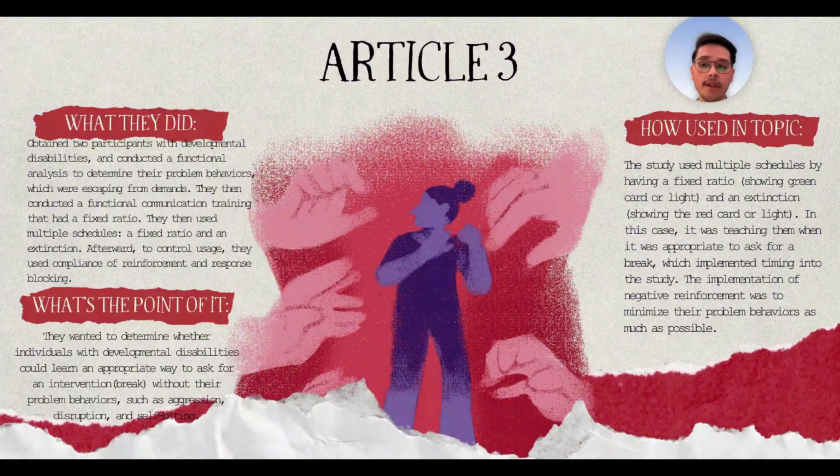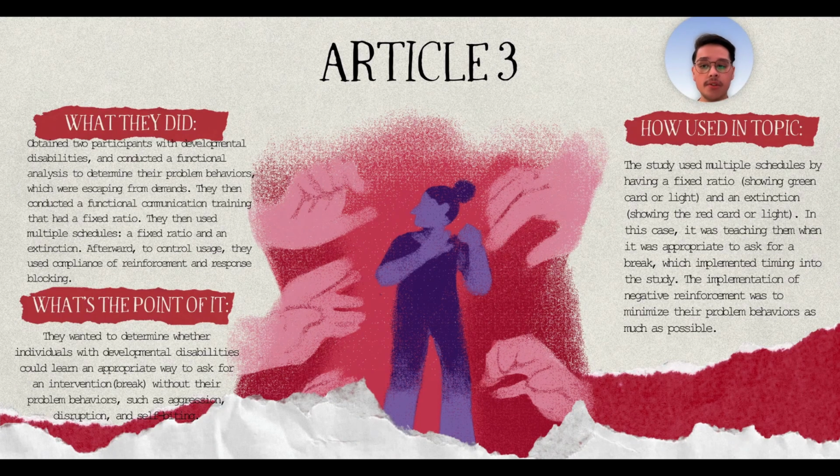In Article 3, they obtained 2 participants, both with developmental disabilities, and they conducted a functional analysis to determine their type of problem behaviors, which was escaping from demands. They then conducted a functional communication training that had a fixed ratio, resulted in timing, meaning every single time that they were presented a green card or light, they were given that break.